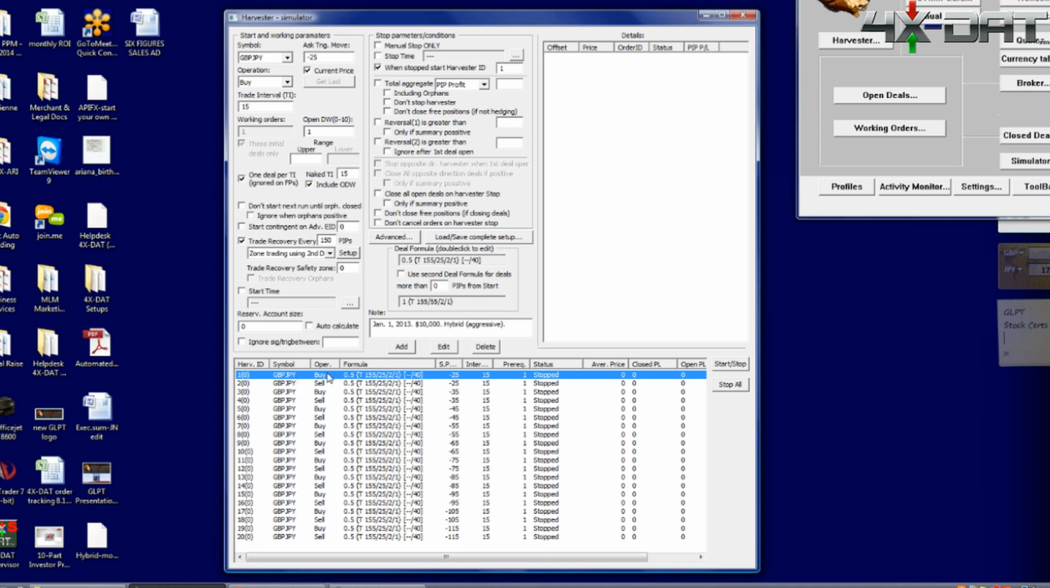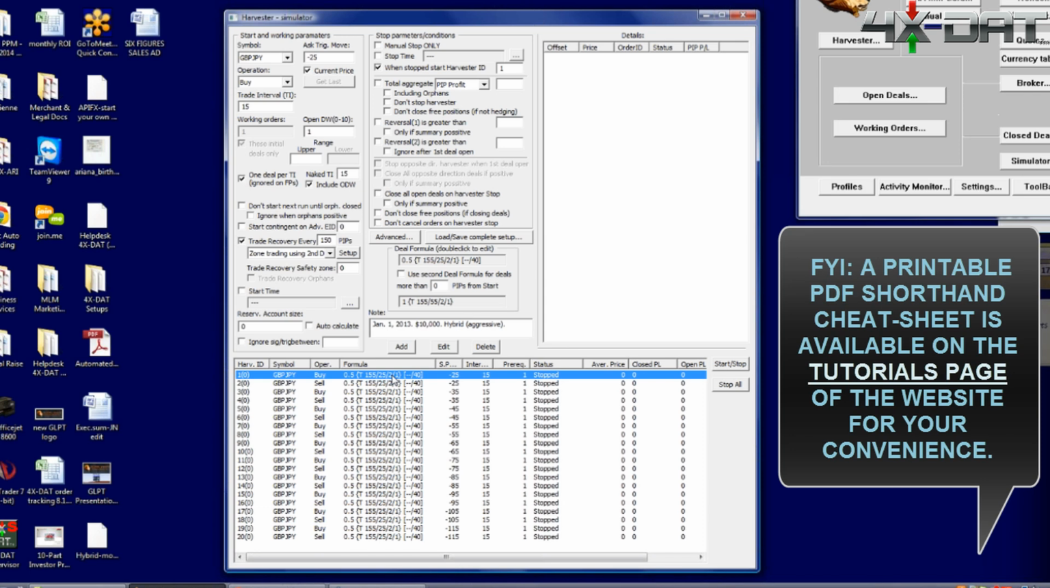Now, what we see over here is that each algorithm is for a different operation. Some are to buy the pound yen, some are to sell. In fact, 10 are to open long trades, those are the buy operations, and 10 of them are to sell pound yen, or to enter a short trade. We have the deal formula over here. I'm not going to spend a lot of time. Suffice it to say, what you see is shorthand for certain mathematical parameters that will drive each harvester to open and close trades.